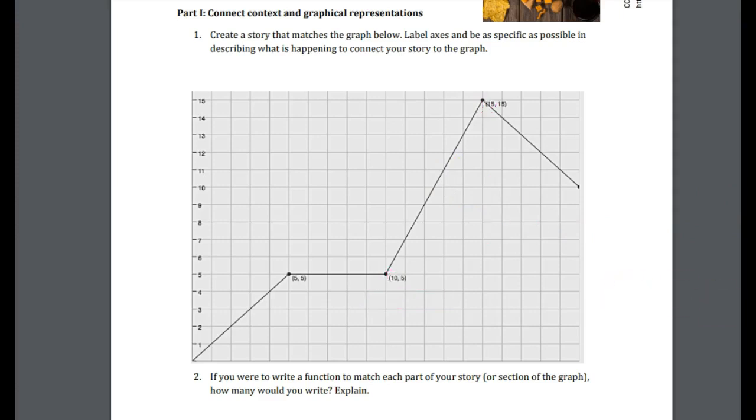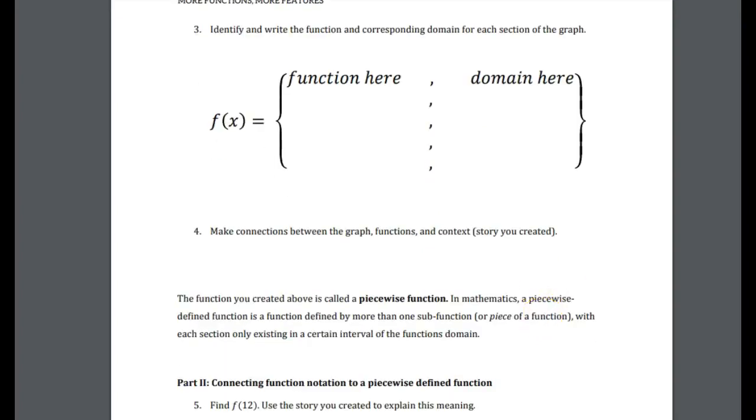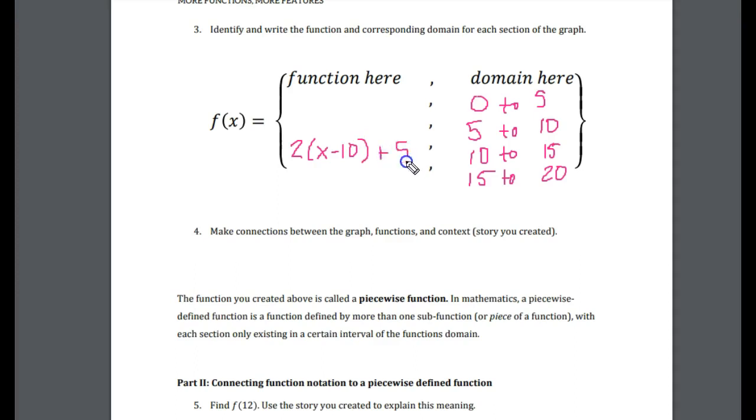So in our formal notation, the way that would show up is that we would write the sections. Now, one section went from 0 to 5. One section went from 5 to 10. One section went from 10 to 15. And one section went from 15 to 20. Now, the one that we actually wrote the equation for, we said that it was 2x minus 10 plus 5, because we used the transformations in our point slope form.